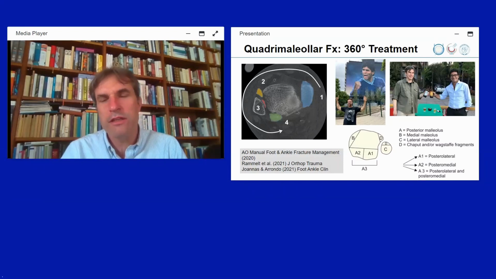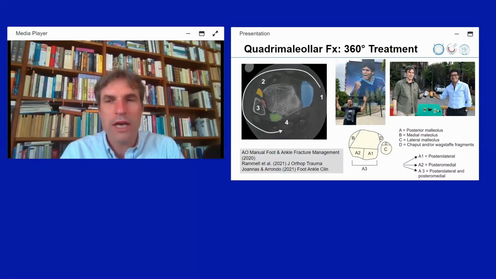As you can see here, they regard not only the Chaput fragment, they also regard the Wagstaff or Le Fort fragments, or anterior avulsions of the syndesmosis from the fibula, as equivalent and worth watching.